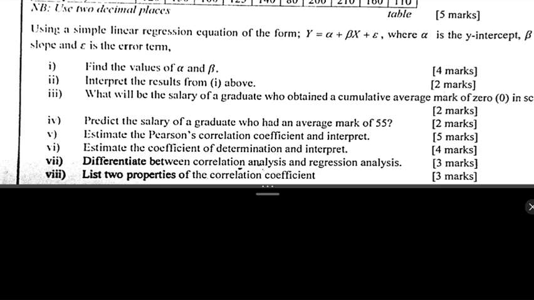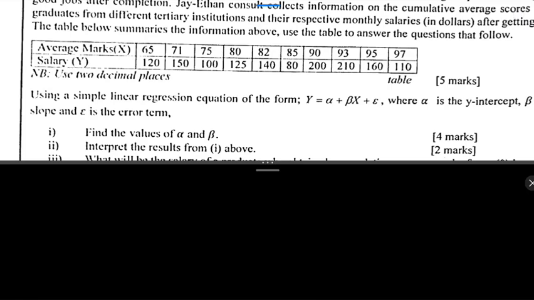So these are the requirements that we are asked to come out with using the table. Please follow through carefully so that we go through them right away. Since we are told to find the values of alpha and beta, and you know from the regression equation, we have y equal to alpha plus beta x plus the error term. This is not something we are going to work on right now, but we are going to focus on the alpha plus beta x. That's going to be our emphasis in this particular case. So let's take note of that.